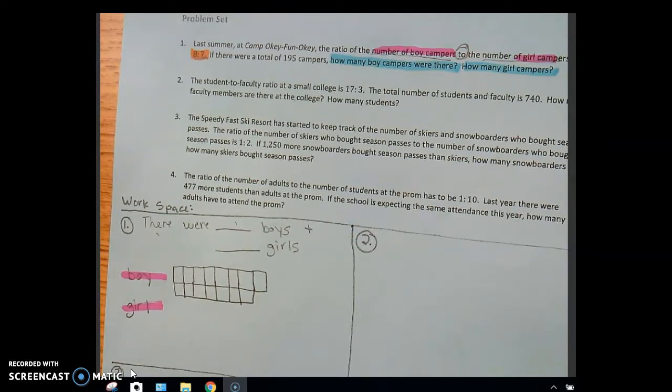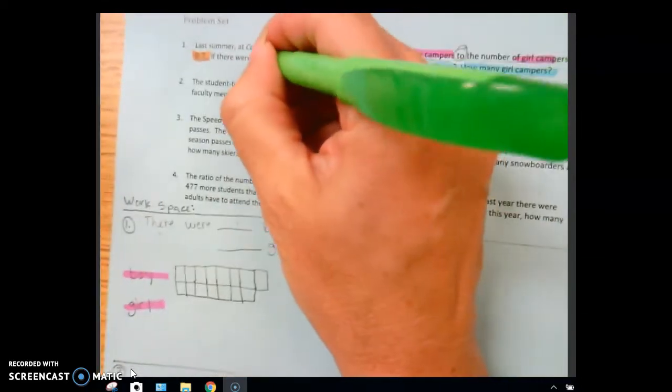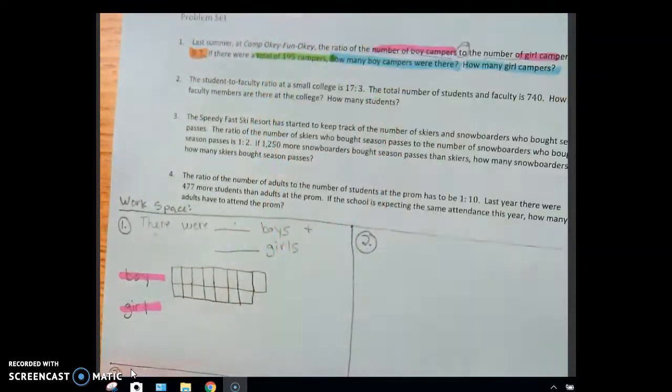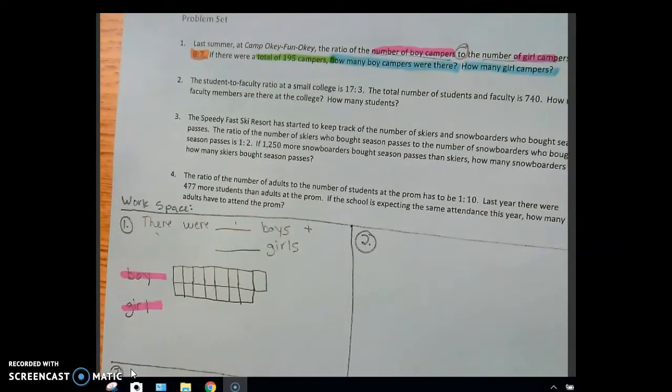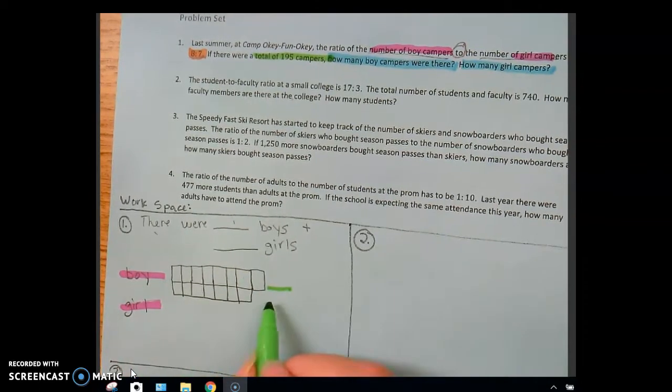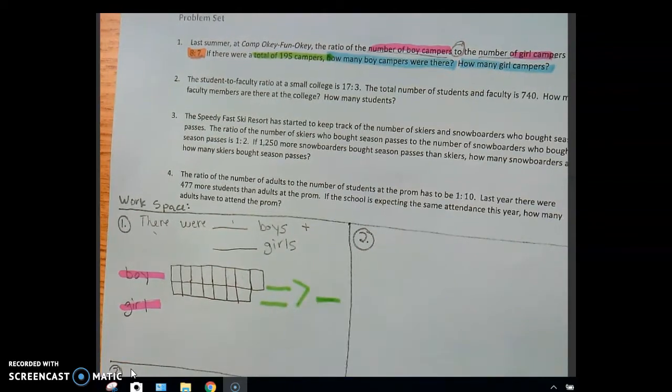Then I need one more piece of information before I can solve anything, and I call that our green information or our extra information. And in this case, it says there's a total of 195 campers. So green information usually goes either here, they tell me how many boys there are, or they tell me how many girls there are, or sometimes they tell us the total.